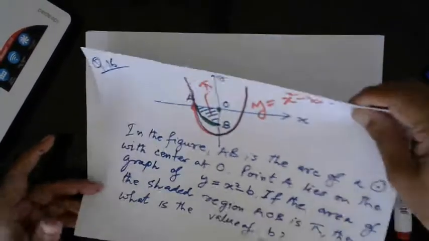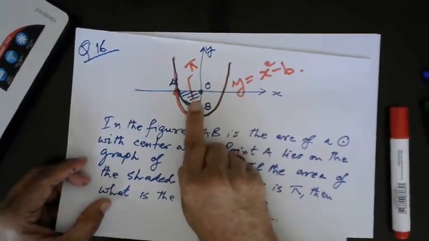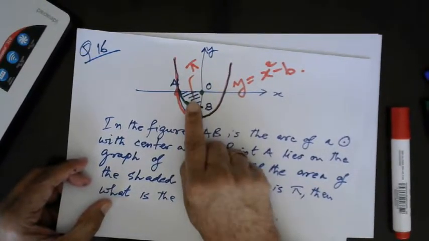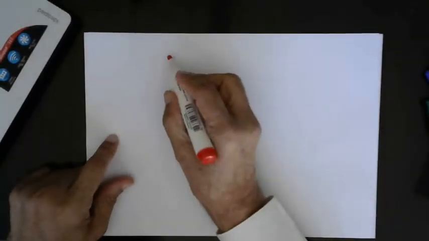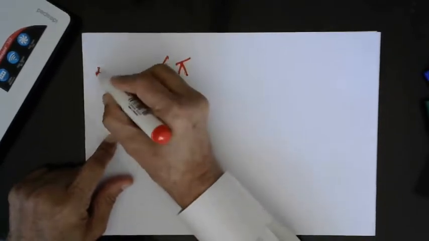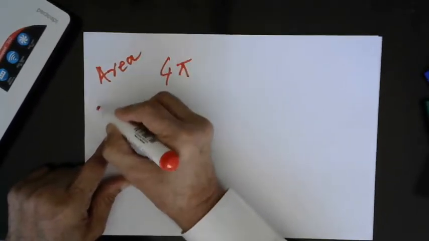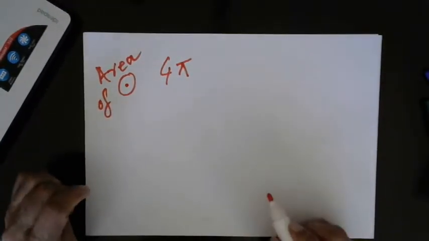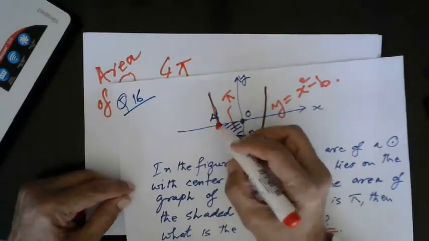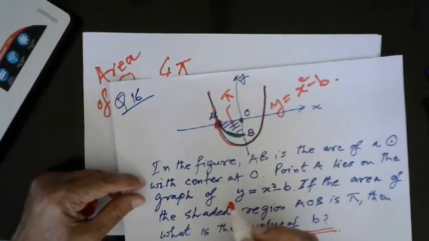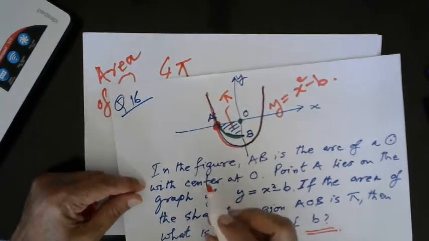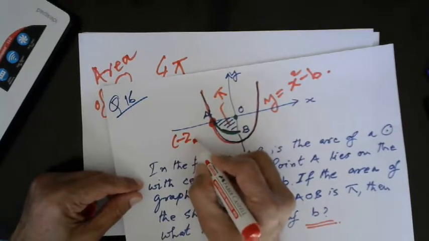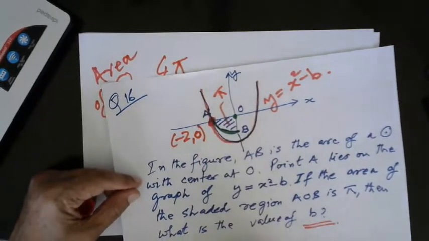Okay, now because the area of the quarter circle is pi, the area of the complete circle would be 4 pi. This is the area of the circle. But what is the formula for the area of the circle? If you look at this point, the coordinates of this point are -2, 0. How do we get this?